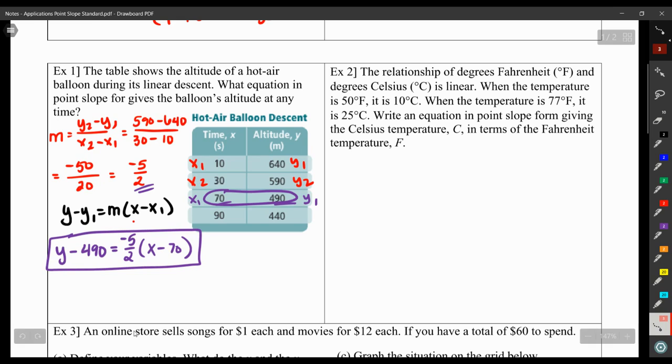Okay, so now this kind of matters which one you call what. So if I'm asking you for the Celsius temperature C in terms of the Fahrenheit temperature F, that means this is X.